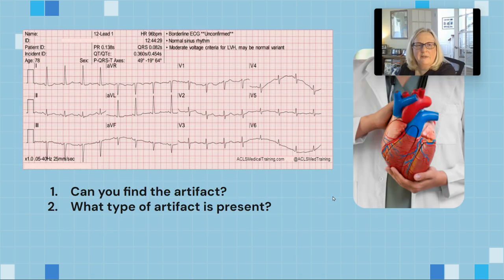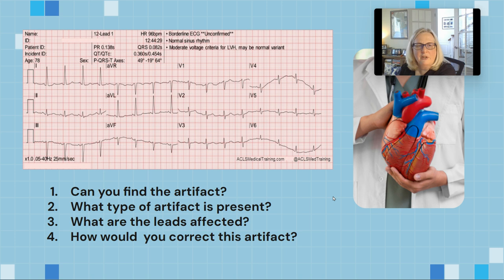Okay, same thing. Find the artifact, circle it. What type of artifact is that called? Which leads are affected? And how are you going to correct it? Take your 30 seconds.